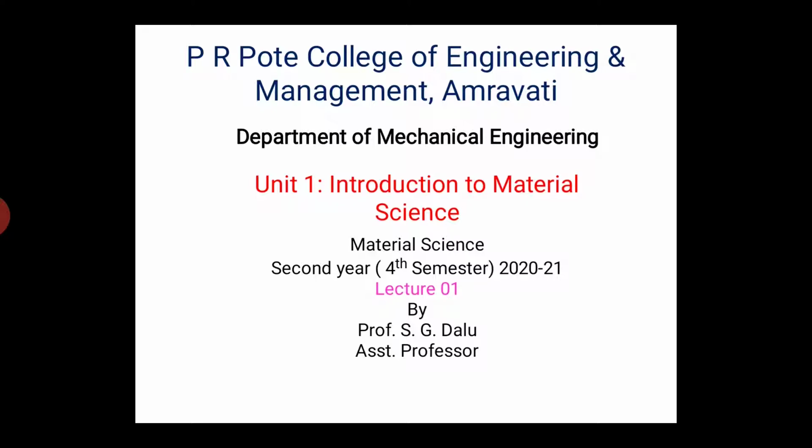Unit 1 is based on the introduction of material science. Unit 2 is based on crystalline structures, then equilibrium diagrams, invariant reactions. Unit 3 is regarding alloy steel: different types of alloy steel, different alloying elements, what are the different applications of alloying elements, how the alloy steels are produced, and what are the different heat treatments performed on the alloy steel. This is regarding unit 3.